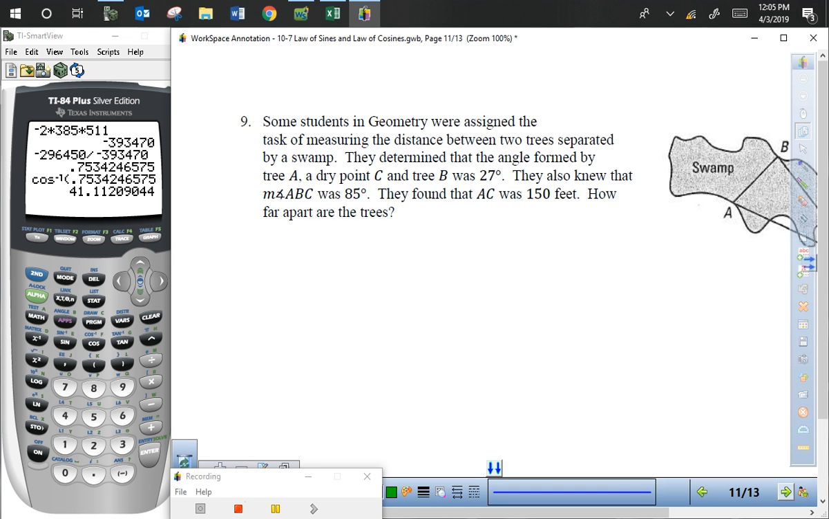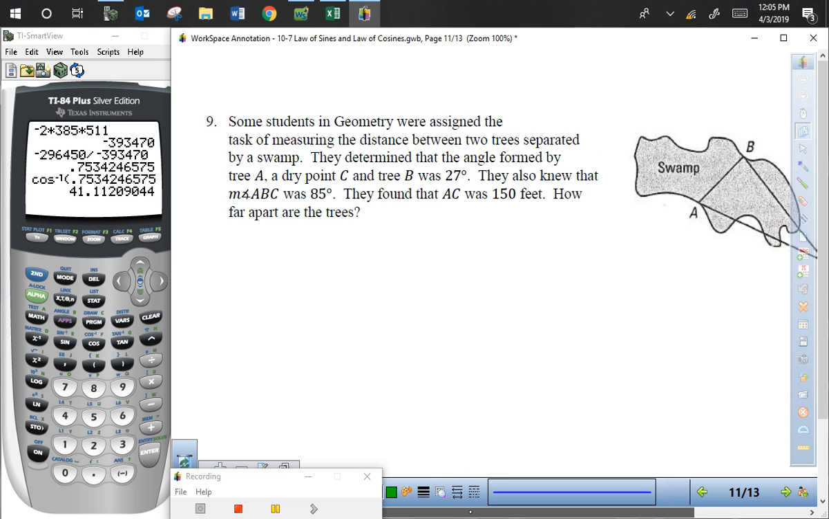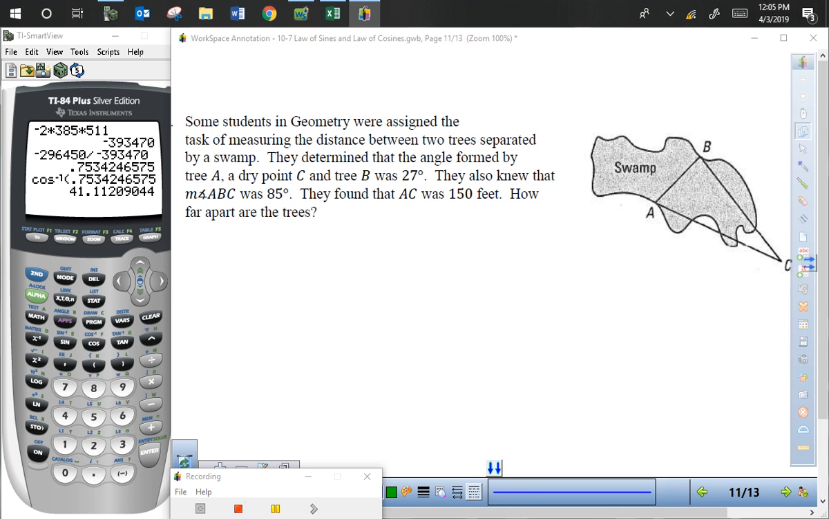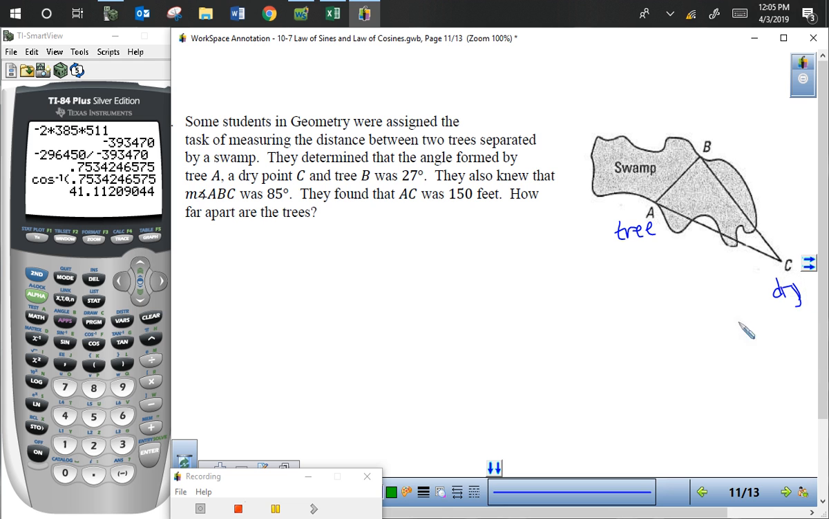Now we're going to just do a couple word problems applying the law of sines and law of cosines. So it says, some students in geometry were assigned the task of measuring the distance between two trees separated by a swamp. They determined that the angle formed by tree A, so A is a tree, and a dry point C, so C over here is a dry point, and tree B was 27. So this is a tree again.